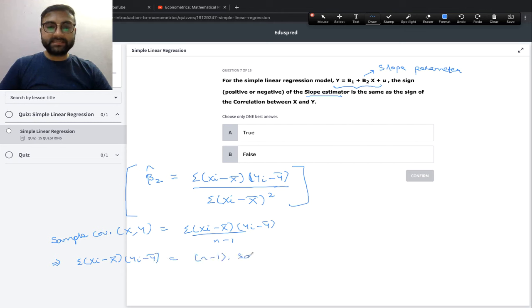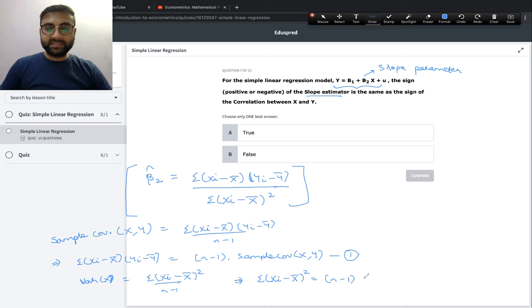And what else do we know? We know that, what is the variance of x? So what is the formula that we have for variance of x? Variance of x is equal to summation of xi minus x bar whole square divided by n minus 1. Okay, now if I cross multiply, then from here we will get that summation of xi minus x bar whole square is equal to n minus 1 multiplied by variance of x. I'm going to call this equation number 2.